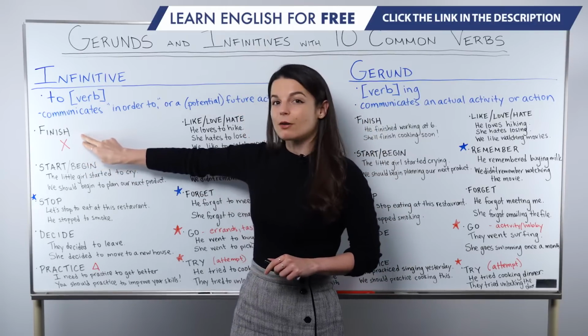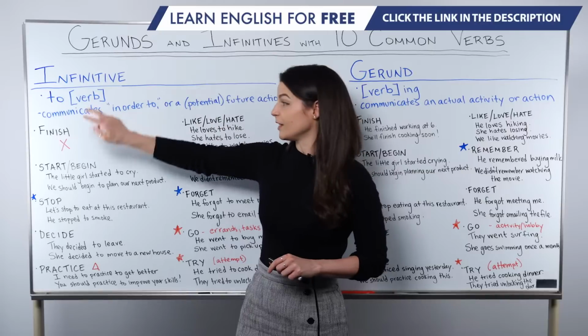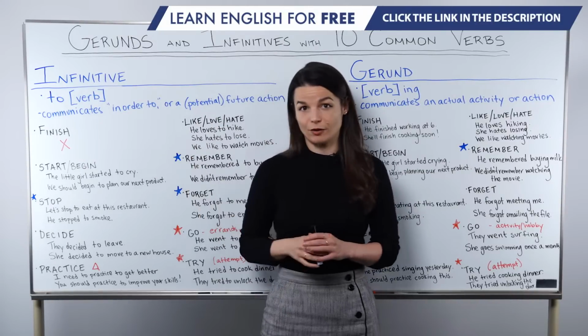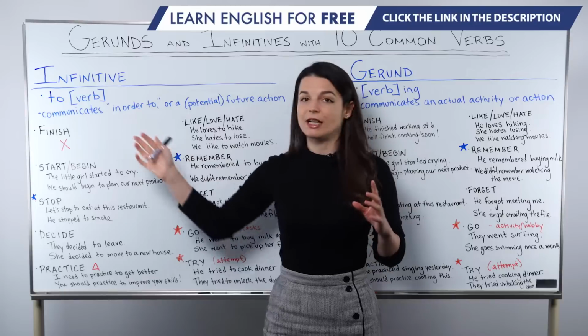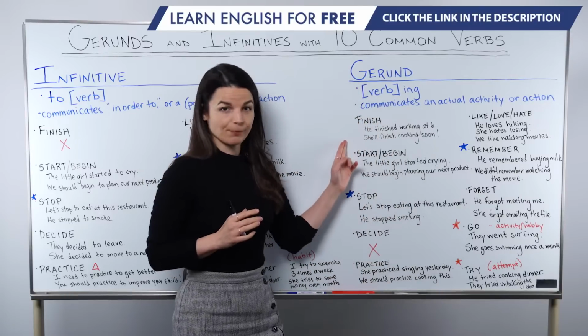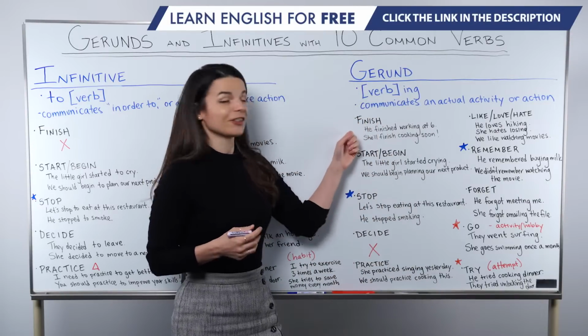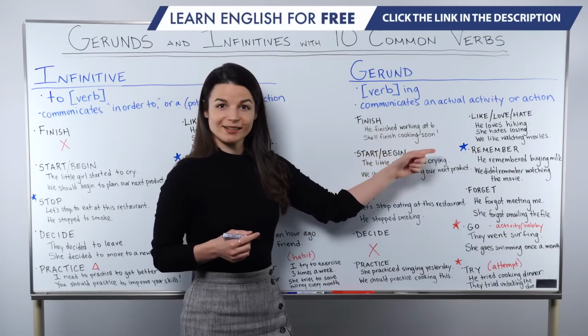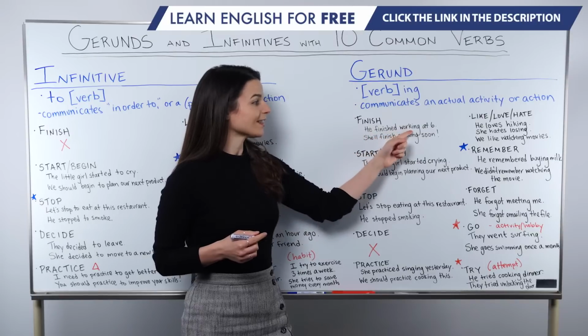So let's talk about now the other side of this so that you can see how we should use finish when we're connecting to other verbs. We use the verb finish with a gerund. So what does this look like? Here are two example sentences. He finished working at 6.